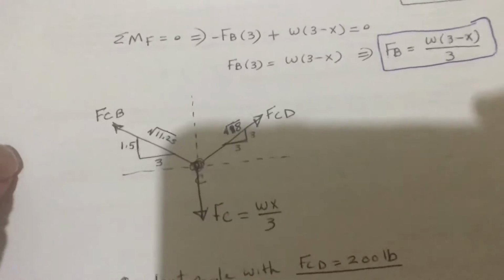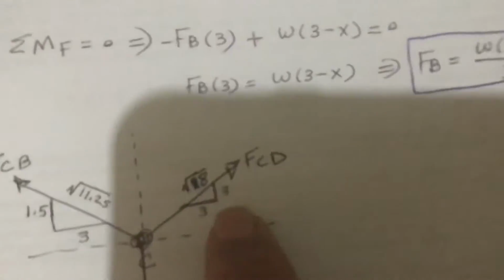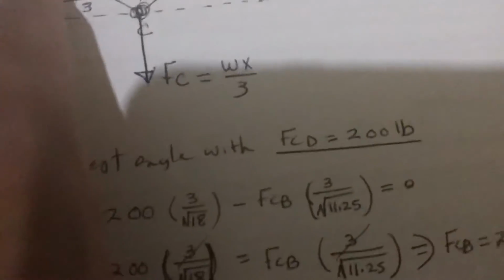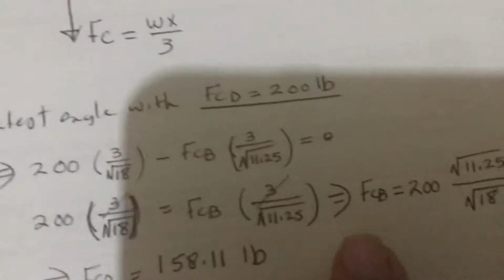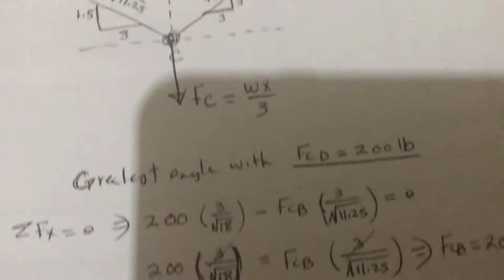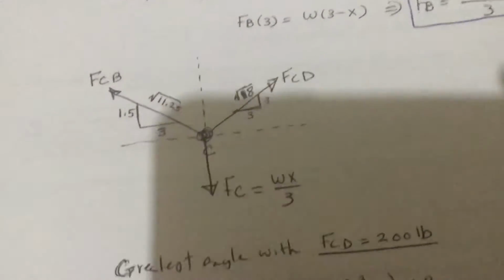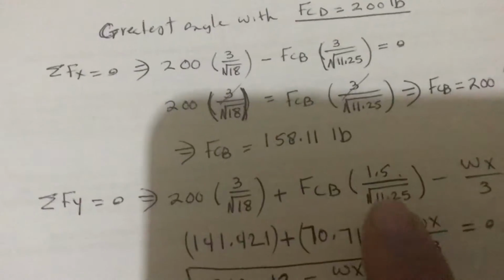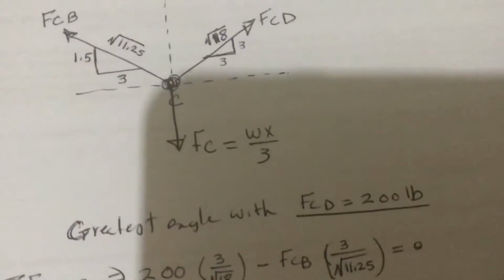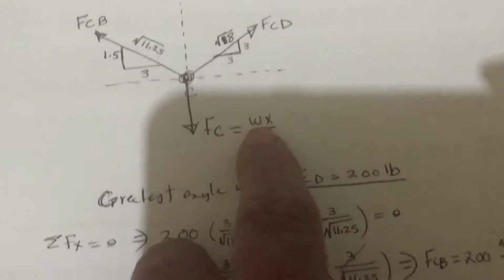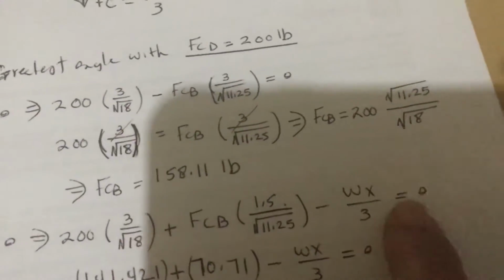So now let's find summation of forces in the y equal to 0. So 200 times 3 over square root of 18, plus FCB. We just found FCB, 158.11, in the positive y, times 1.5 over square root of 11.25, minus FC equal to 0. FC here is WX over 3. So minus WX over 3 equal to 0.